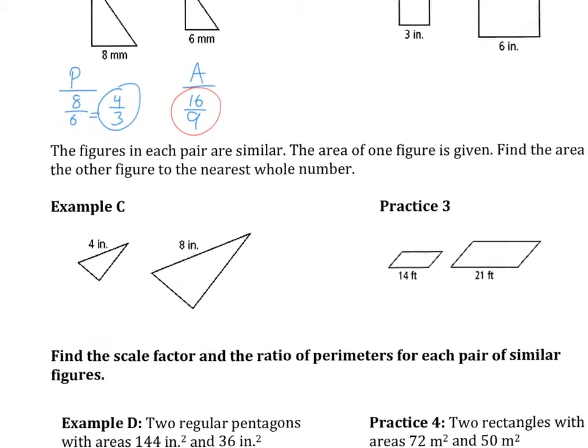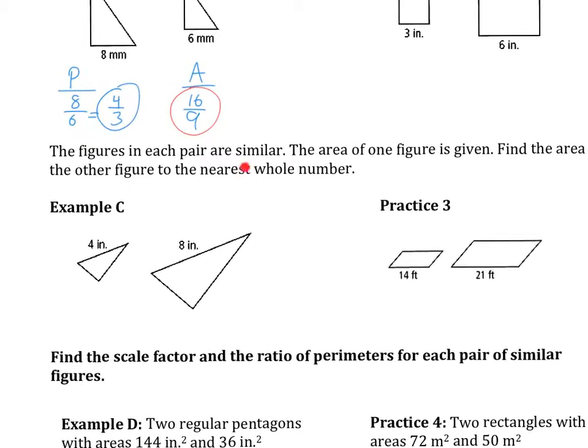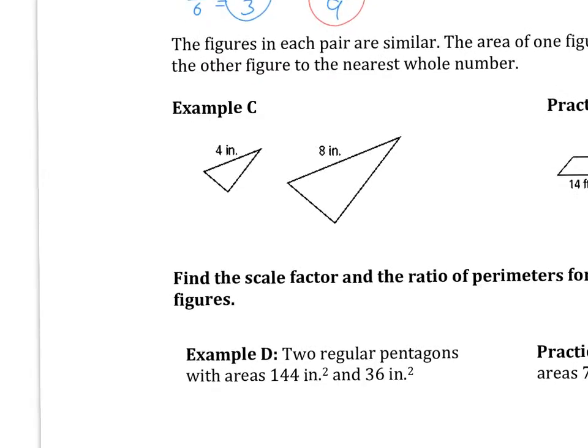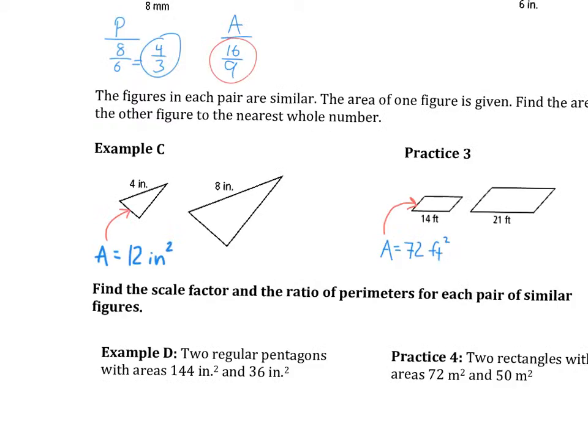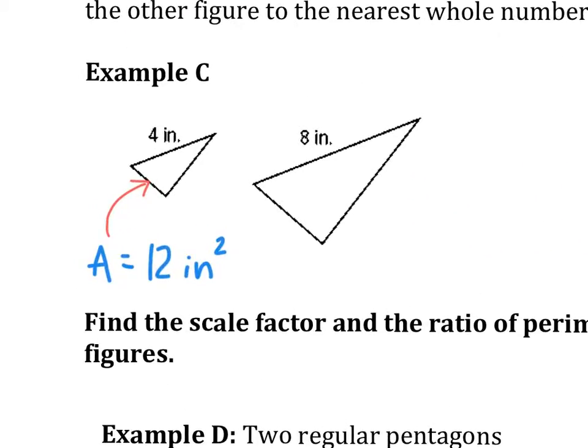So how about this one? Let's now use that information, and what we're going to do is find the area of the other to the whole number. And what's the problem with these ones? There's no area put on them. So, all right, so that's rectified. So change this one. This is now 12 square inches.